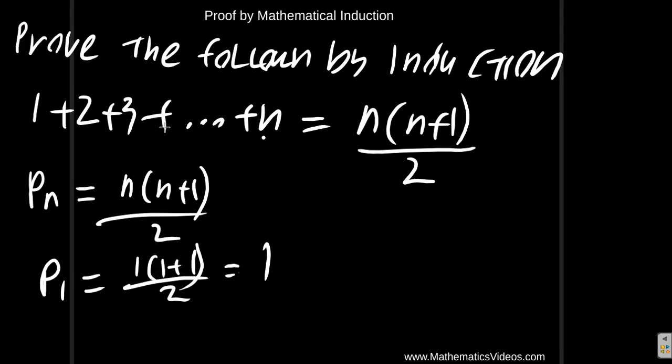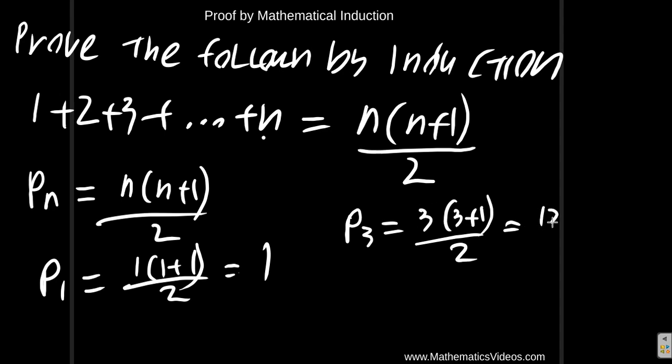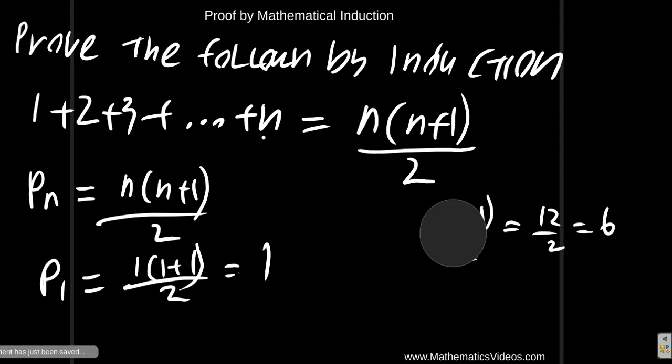Suppose you consider P3. P3 should be 3 plus 2 plus 1, which is 6. Let's see. P3 is equal to 3 times (3 plus 1) divided by 2. 3 plus 1 is 4, 4 times 3 is 12, divided by 2 is 6. Good. What do you think P4 would be?